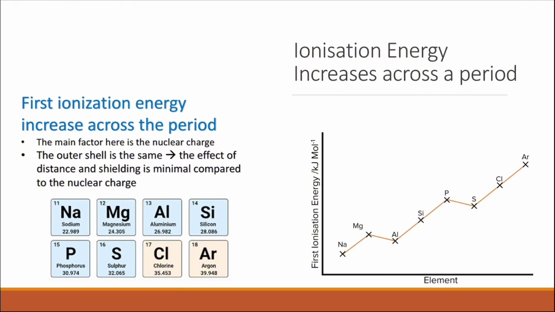So the shielding and the distance from the nucleus don't make a massive impact here. The main impact will be the nuclear charge. As you go across the period, the nuclear charge increases, so the outer shell electrons will be more attracted to the nucleus, so a higher ionization energy is needed to remove them.